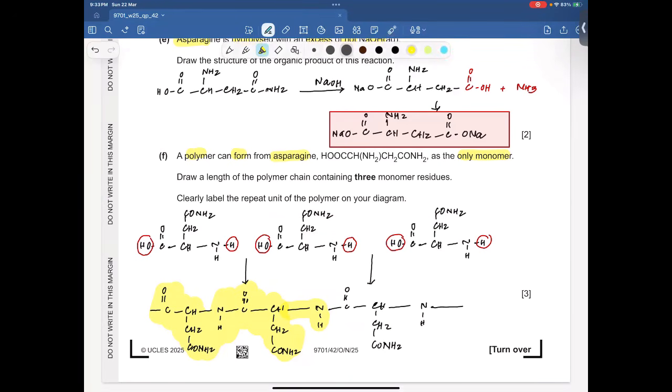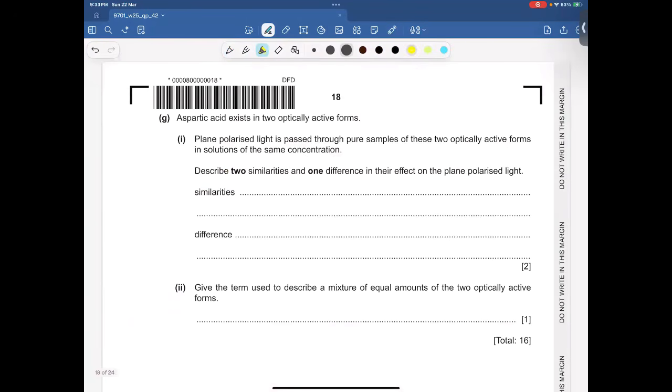And obviously n moles of water has been lost also. Okay. Let's move on to the next question. Oh, that's the next part.